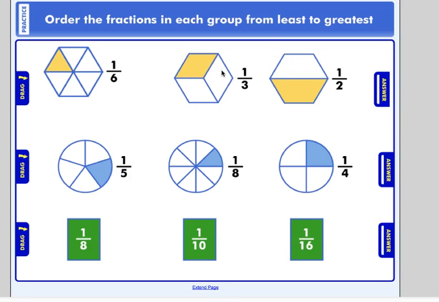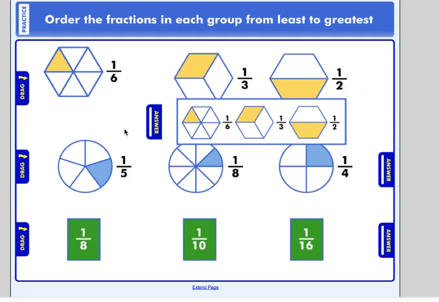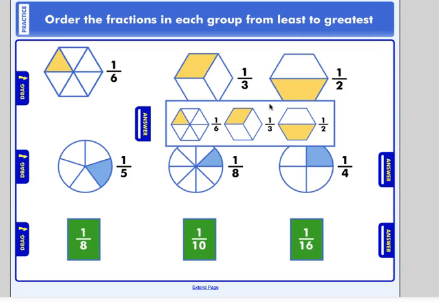Making a picture of your fractions can sometimes help. Not always, but sometimes it's helpful. And let's check our answer. Excellent. 1/6 is the least, 1/3, 1/2 is the greatest.